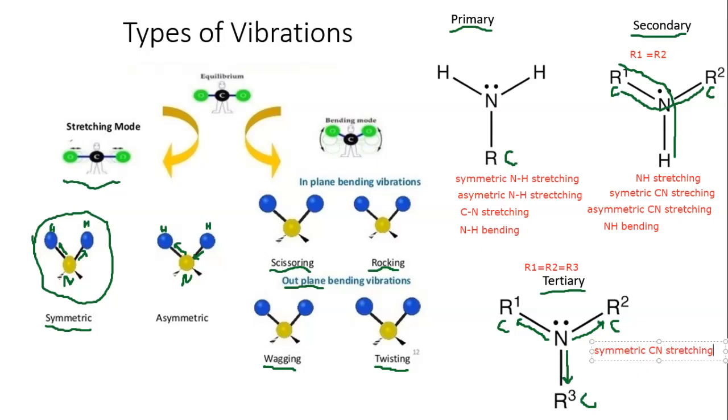And we can have asymmetric. And again, since they're all three the same, you would have a very complex type of stretching. But the main thing is you can have asymmetric, symmetric CN stretching.